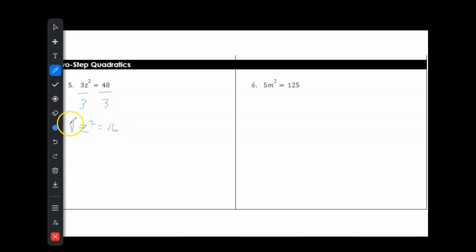Now we can do step 3. Take the square root of both sides. z equals the square root of 16, and the square root of 16 is 4, so we need plus or minus 4.